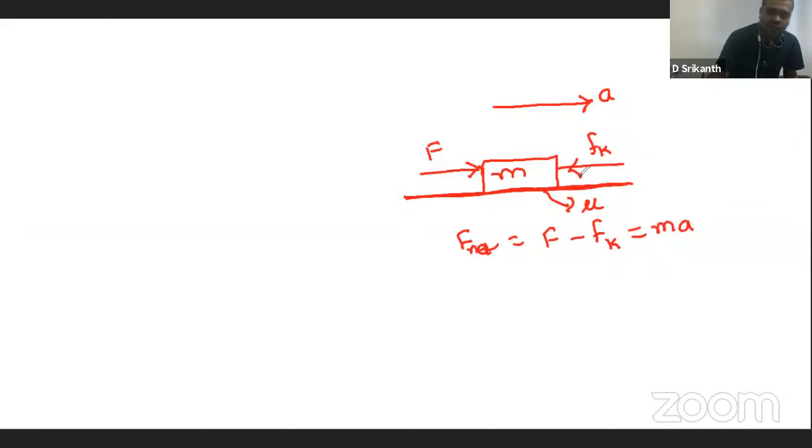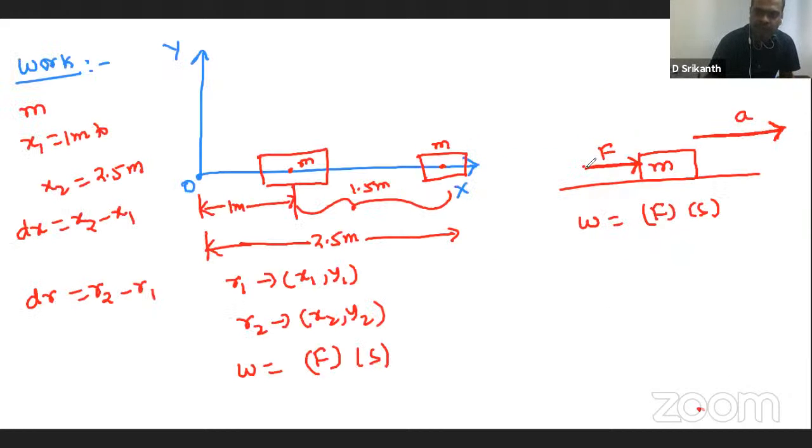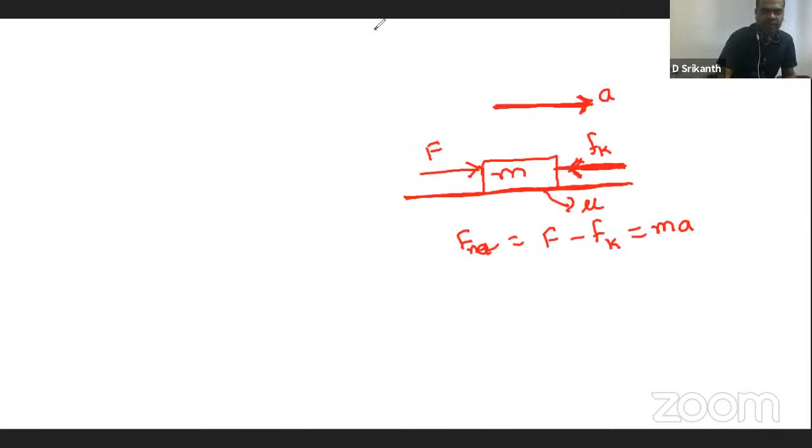Now with respect to this frictional force, I want to find what work is done on the object. Here, the frictional force is acting towards the left, whereas the motion of the object is towards the right. With respect to the frictional force, the motion of the object is opposite in direction. With respect to the applied force, the motion of the object will be along the same direction. Suppose let us consider the same horizontal surface.